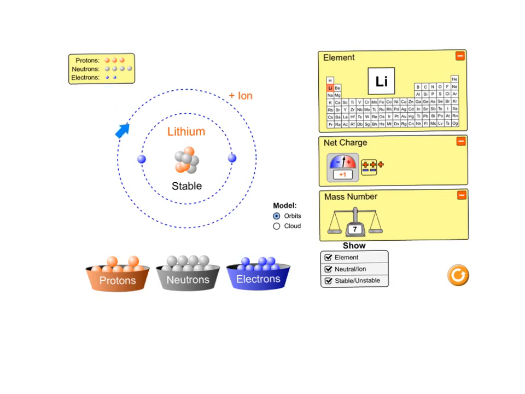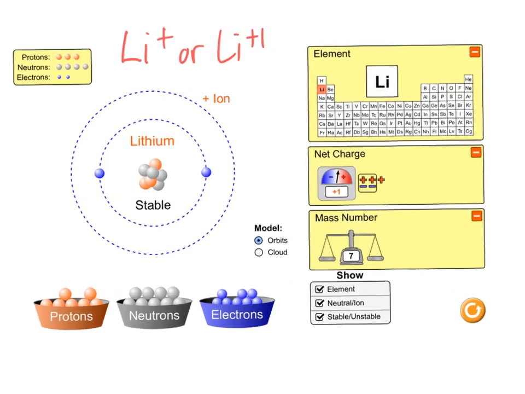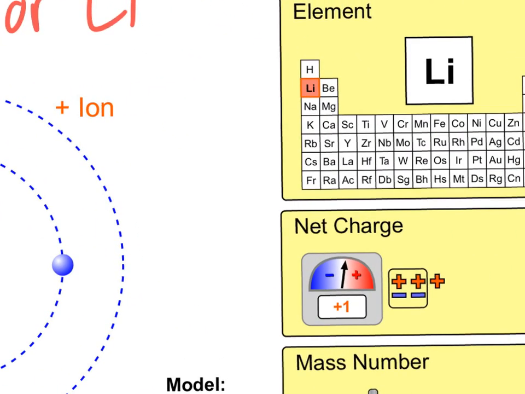Now we have 2 electrons in the inner energy level, but we have 3 protons in the nucleus. So each proton is balanced by an electron except for that one. And therefore, we write a lithium ion as lithium plus or lithium plus 1, much the same as what we did with hydrogen.